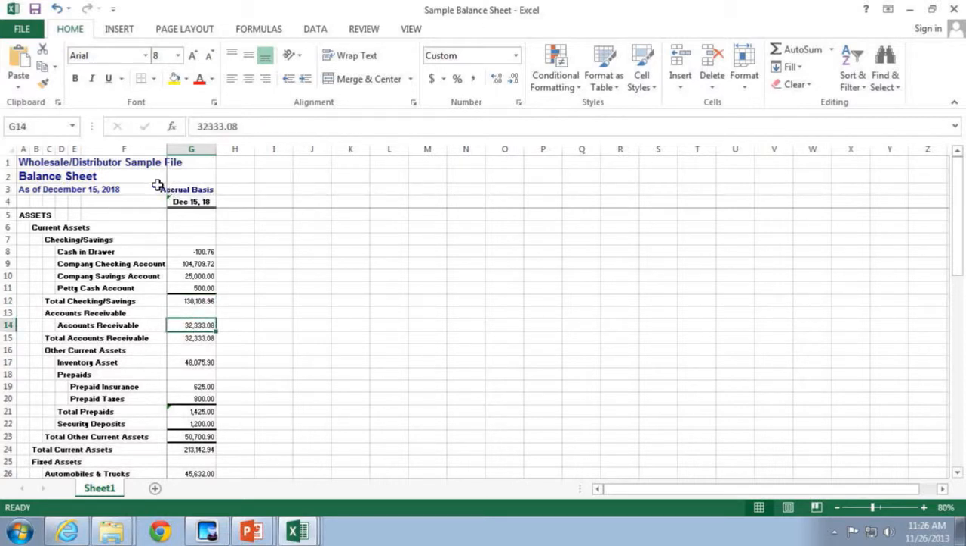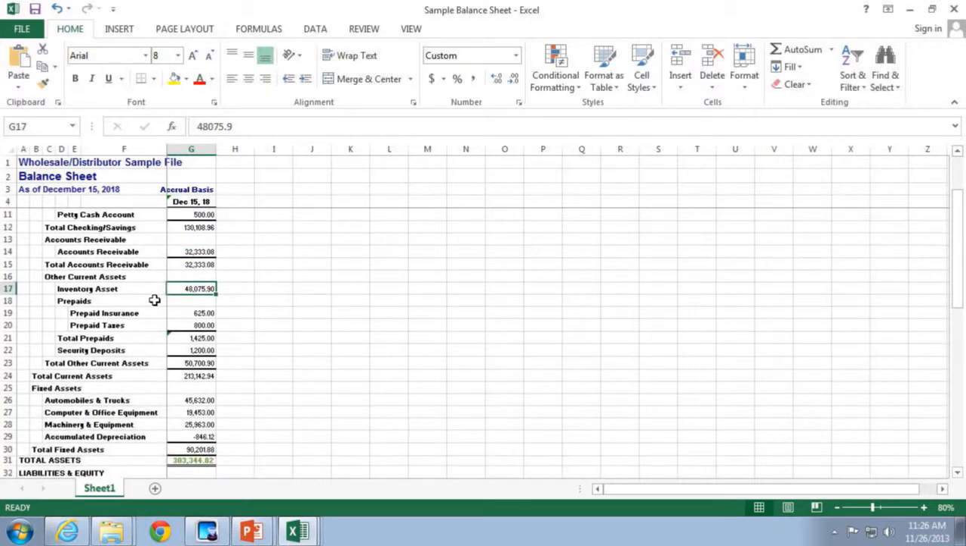Since this is on an accrual basis, you can see that this is an accrual basis. There's an accounts receivable. If you had a cash basis company, you would not have an accounts receivable account, nor would you have an accounts payable account. You have an inventory asset account, which can be both. You have a prepaid insurance, so we have prepaid taxes and prepaid insurance. You have a security deposit.